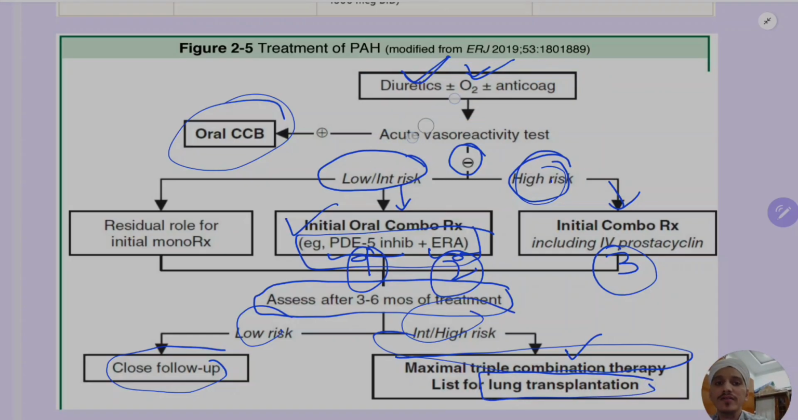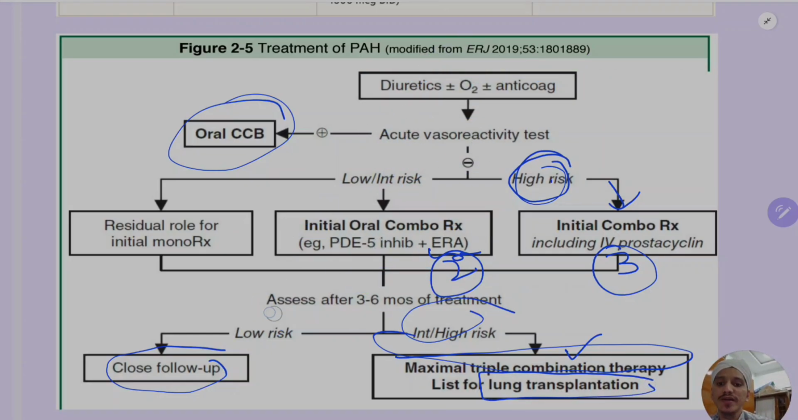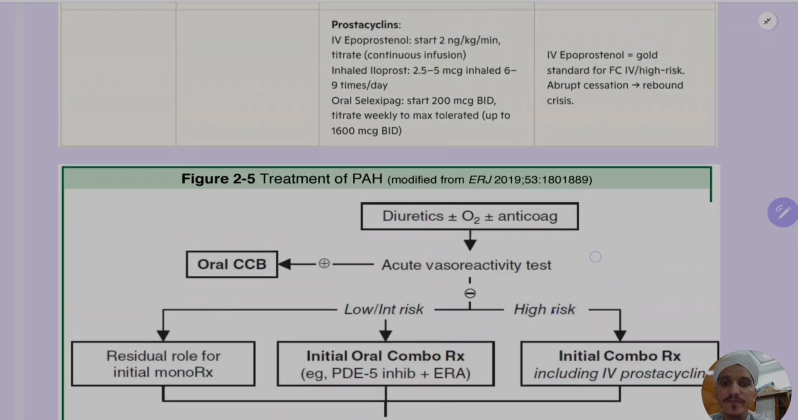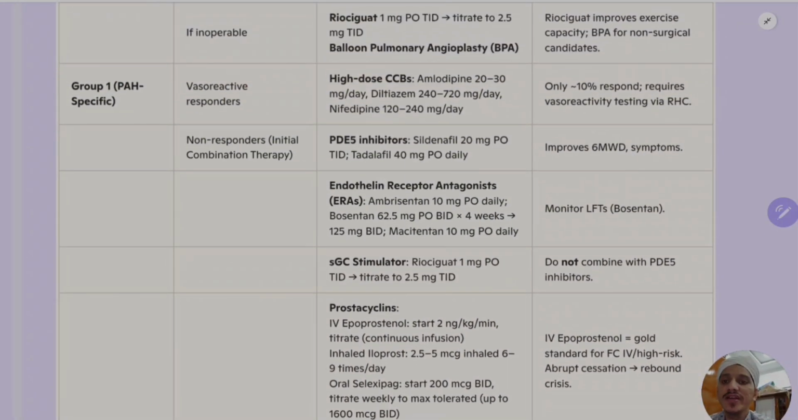You should monitor these patients every 3 to 6 months. If they are better, ask them to come again after 3 months. If they are worsening, you adjust the dose. On maximal dose, still not controlled, plan for lung transplantation. So this is how you give therapy in patients with group 1 pulmonary arterial hypertension.